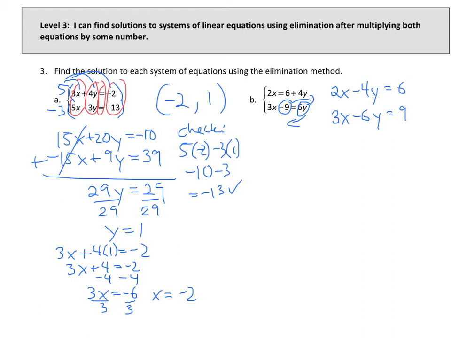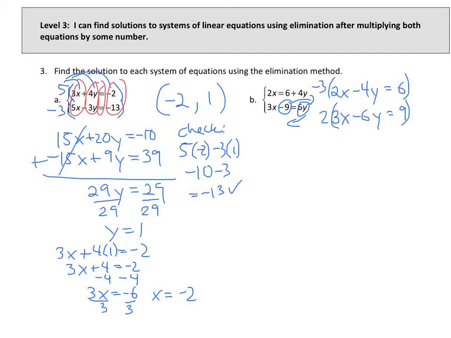Now I need to figure out how to make my variables cancel out. So the top equation, again, if I want my x's to cancel, it doesn't matter, you can make your x's or your y's. I'll make the x's cancel. To do that, I would multiply the top equation by negative 3 and the bottom equation by positive 2, and that would give me a negative 6x on the top, a positive 6x on the bottom.